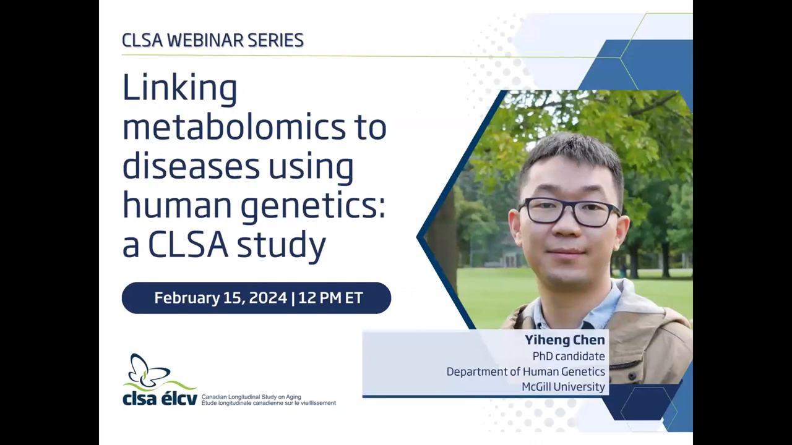So today's webinar is titled Linking Metabolomics to Diseases Using Human Genetics, a CLSA study. This webinar will be presented by Yiheng Chen, PhD candidate in the Department of Human Genetics at McGill University, who is under the supervision of Professors Brett Richards and Celia Greenwood. His research focuses on understanding the interplay between metabolites and diseases using genomics approaches. He is also interested in the impact of sex on the genetic variant metabolite associations.